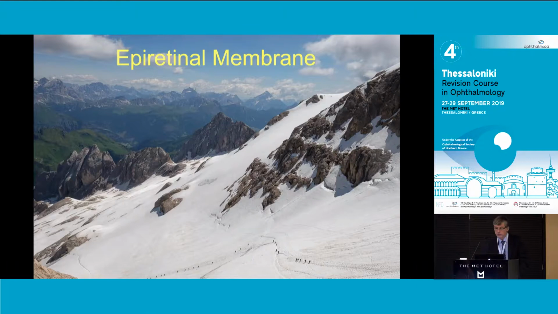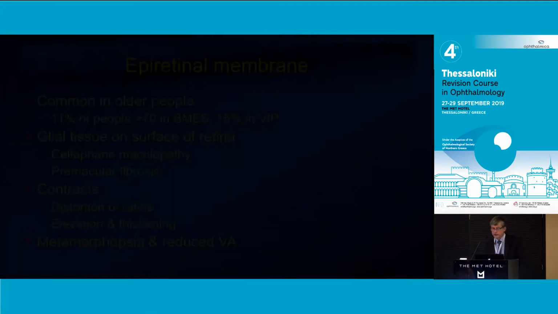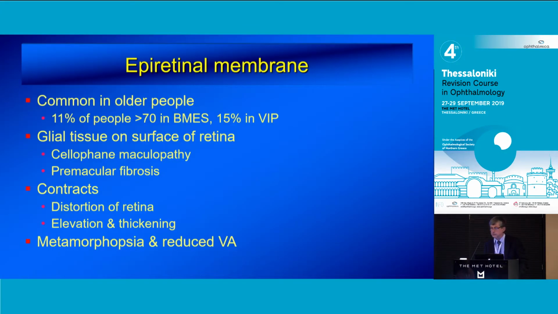Quickly, just a little bit about epiretinal membrane. These are very common in older people. The Blue Mountain Eye study found that if you looked at people over 70, 1 in 10 had an epiretinal membrane. The Victoria Visual Impairment Project showed 15% of people over 70 had an epiretinal membrane. So these are very, very common. The vast majority of patients do not have symptoms and do not need any treatment.